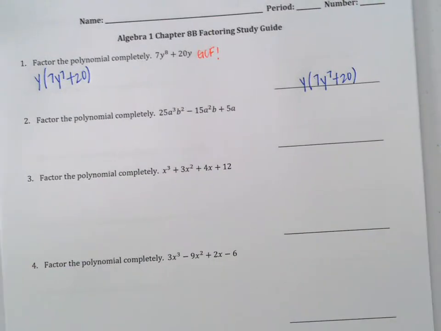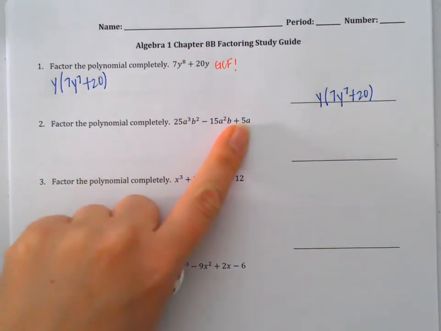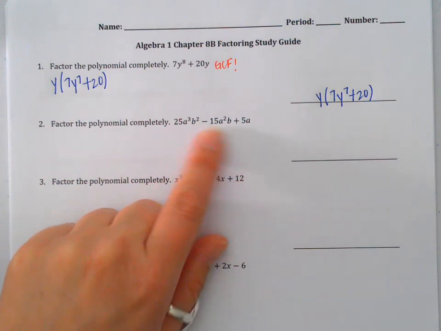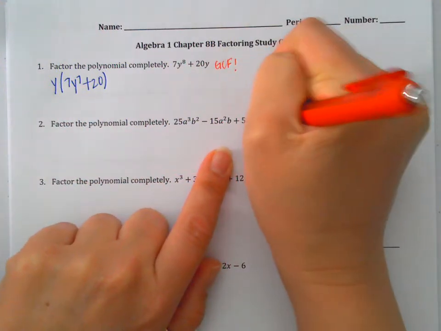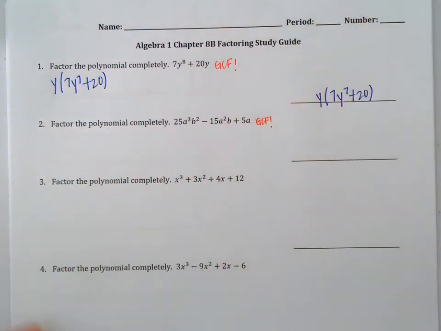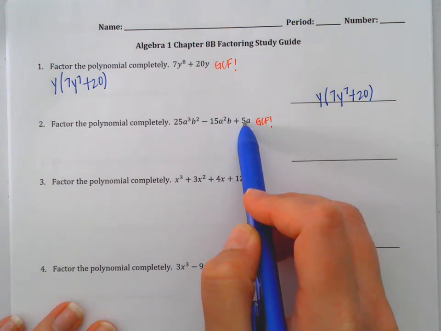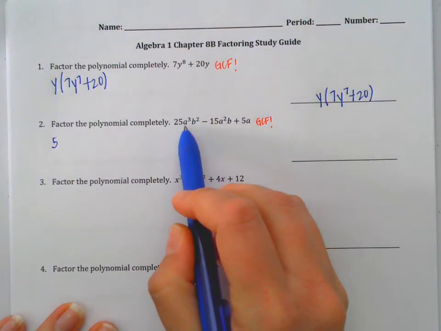Okay, and then let's get going with the second one. Number 2, there's 3 terms. There's a lot of variables there. So what I'm thinking first is 25, 15, and 5. Well, there's definitely a GCF that I can factor out first. What number goes evenly into all 3 of those numbers? It's 5. And then I look at A.